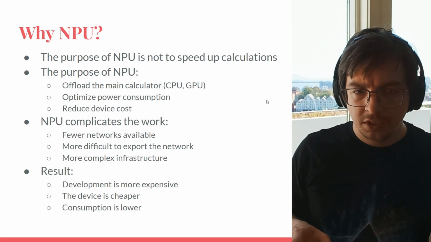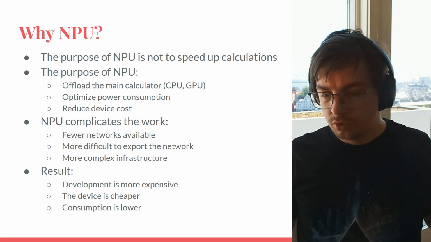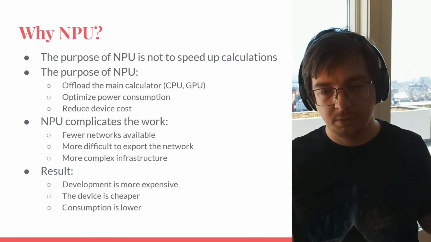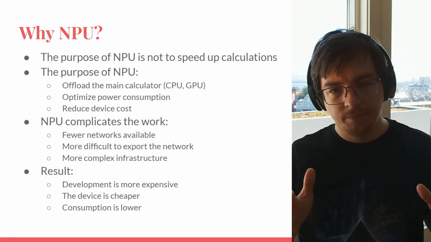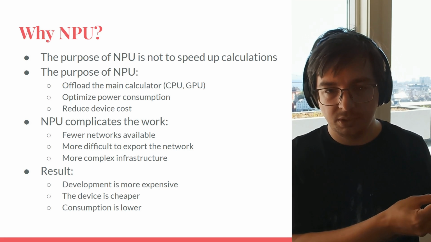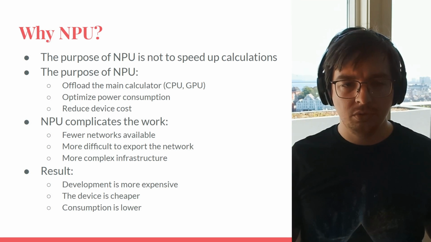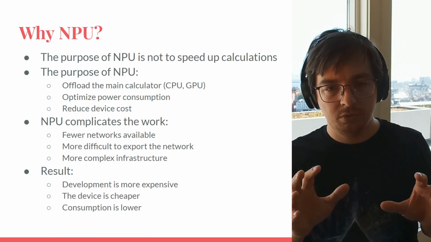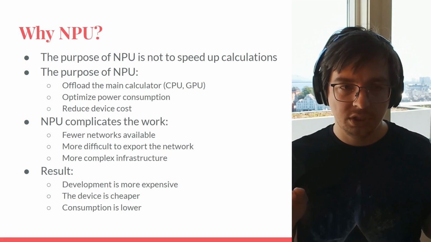The purpose of NPU, usually, is not to speed up your calculation. Of course, sometimes it happens for some platforms I had on my channel, for example, some LackFox boards, some Milk 5 boards. It speeds up your calculation a lot in comparison with the target CPU. But in general, for a lot of platforms, the purpose of NPU is just to offload the main calculator like CPU or GPU, optimize power consumption, reduce device cost, and stuff like this.